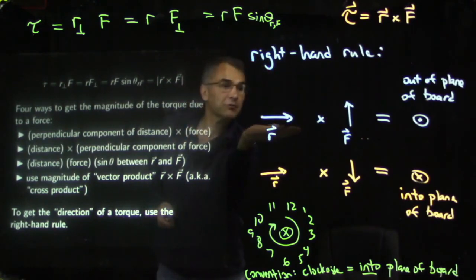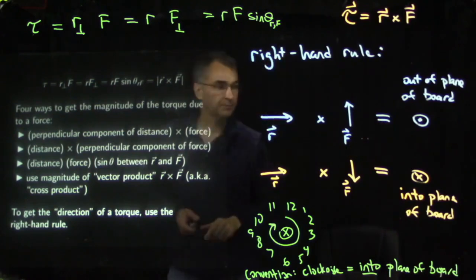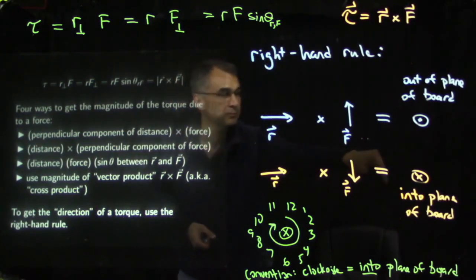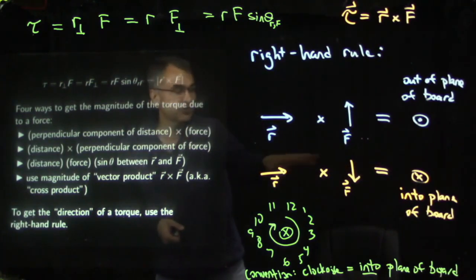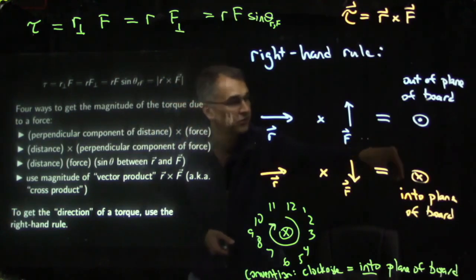So I take a vector to the right, cross product with a vector up, and it gives me something that points out of the plane of the board. By contrast, if I take a vector that points to the right and I do the cross product with something that points down, then my thumb points into the plane of the board. This is using my right hand, although it looks like a left hand to you. So this is R cross F, and it points into the plane of the board.